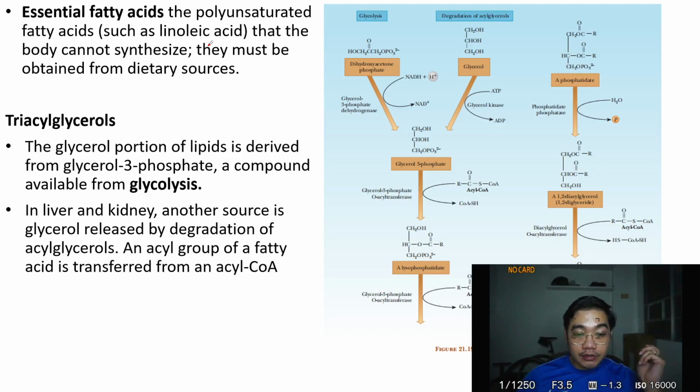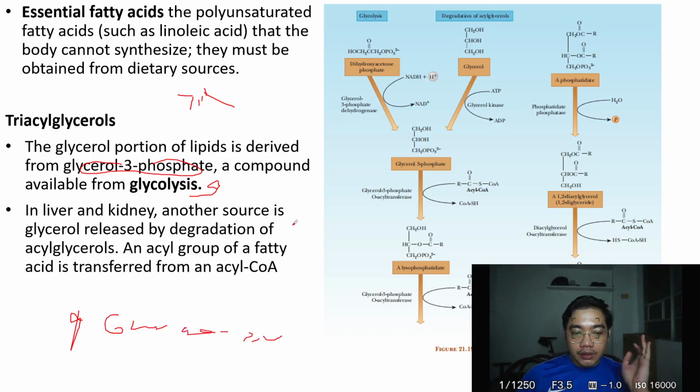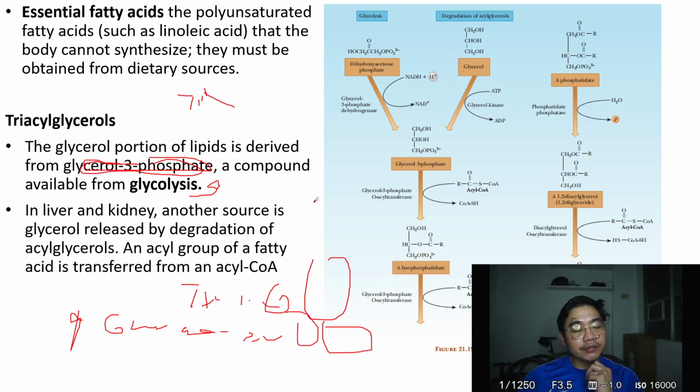So triacylglycerols, also known as triacylglycerides. Glycerol triphosphate is a compound from glycolysis. So more or less, if you increase your glucose content, you produce lots of glycerol triphosphate from glycolysis, and eventually that will form your triacylglycerides, which is what is seen in your adipose tissue. So eventually you will gain weight, because you're providing lots of backbones for your fatty acids to make TAG.